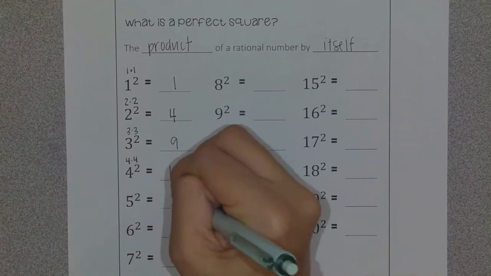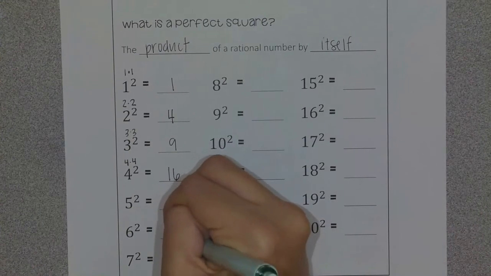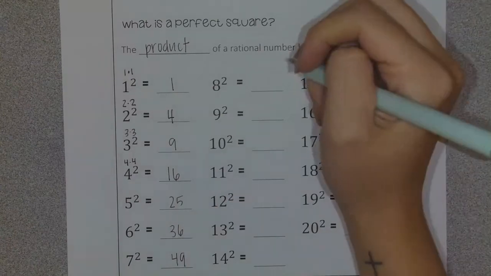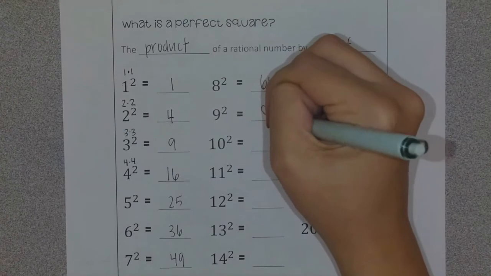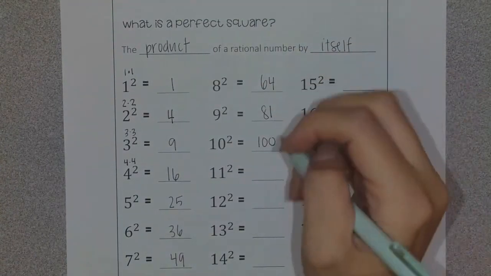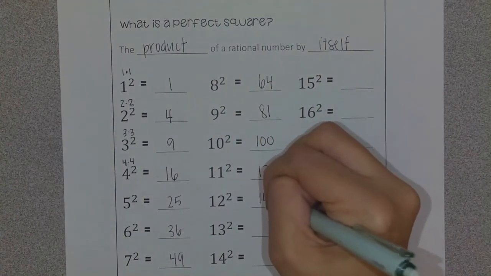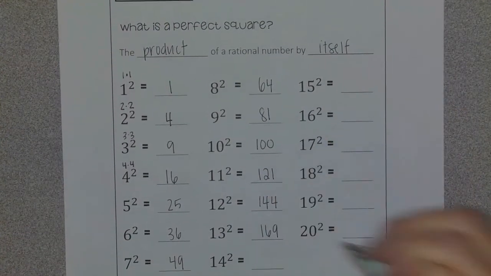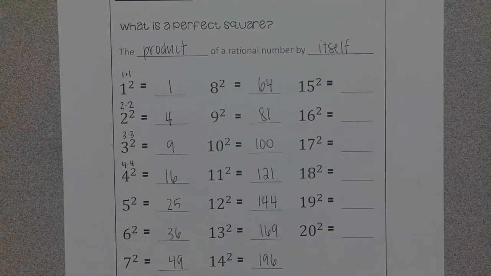So 5 squared would give me 25. 6 squared would give me 36. 7 squared would give me 49. 8 squared gives me 64. 9 squared gives me 81. 10 squared gives me 100. 11 squared is 121. 12 squared is 144. 13 squared is 169. 14 squared is 196.